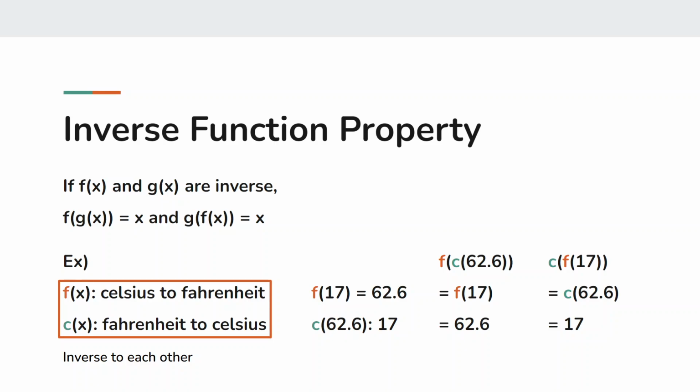Let's use the example we used earlier in this video. Let f of x be a function which converts Celsius to Fahrenheit, and c of x be a function that converts Fahrenheit to Celsius. And we already know that these two are inverse to each other. Also, recall that f of 17 was 62.6 and c of 62.6 was 17.